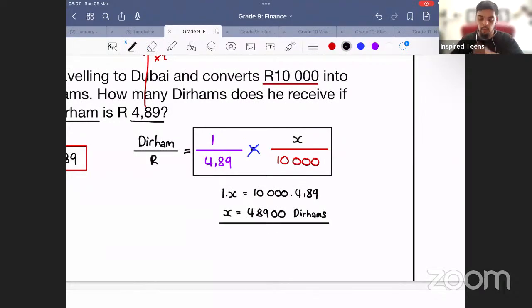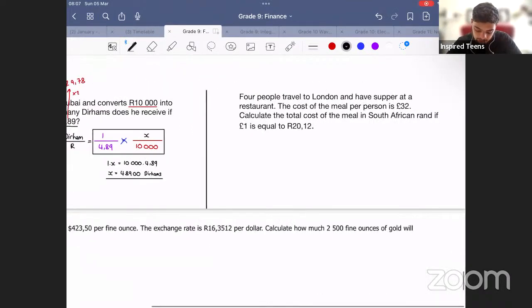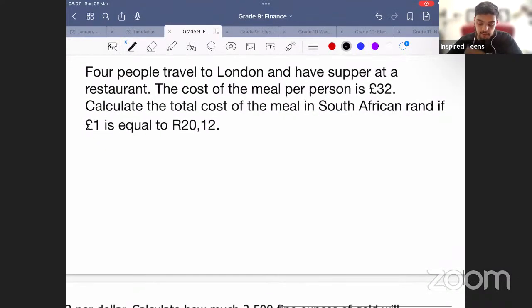And basically, that's what we always want to do. We always want to create this ratio. So let's look at another example, right? 4 people travel to London and have supper at a restaurant. The total cost of the meal per person is 32 pounds. Calculate the total cost of the meal in South African rand, if 1 pound is equal to 20.12 rand.